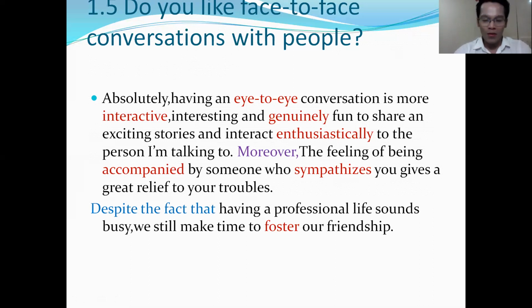Having an eye-to-eye conversation is more interactive, interesting, and genuinely fun to share exciting stories and interact enthusiastically with the person I'm talking to. Moreover, okay, the cohesive device, the feeling of being accompanied, or someone to get along with or to go with, someone who sympathizes with you gives great relief for your troubles. And despite the fact that having a professional life sounds busy, we still make time to foster our friendship.